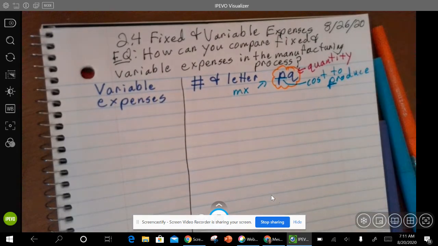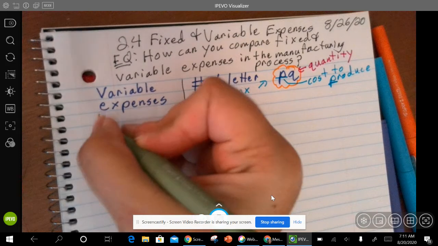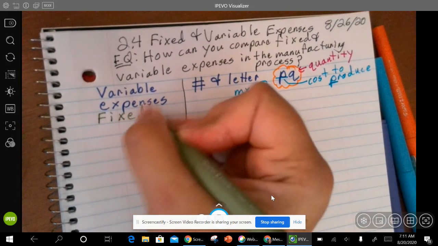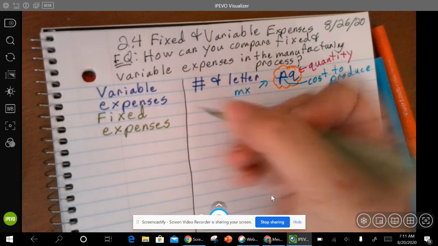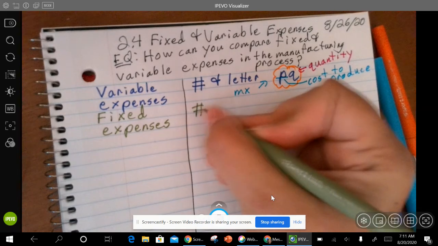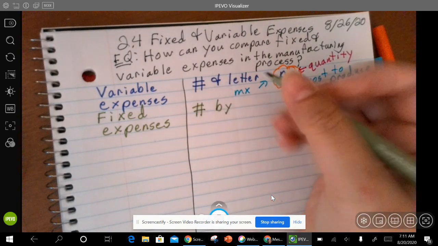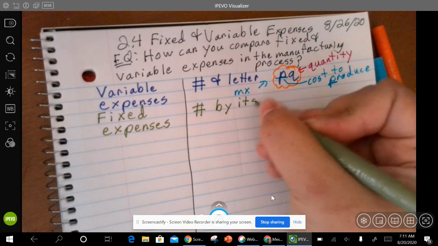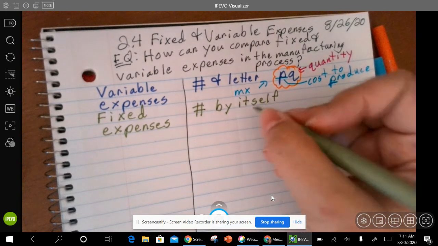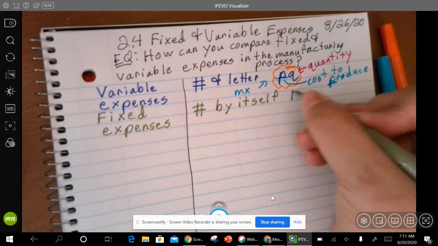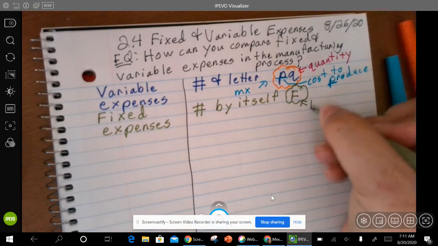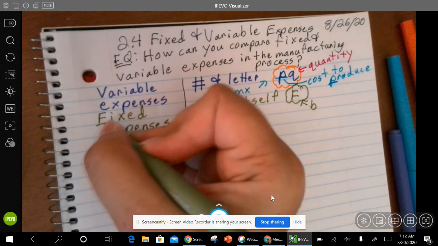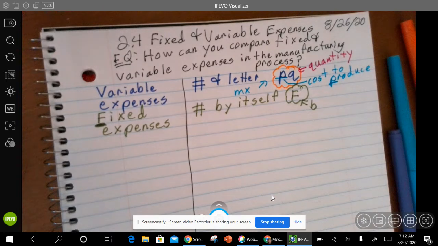And then the fixed expense, everybody, is just going to be a number by itself. So fixed expenses would be like a building, just things that are fixed. And we use the letter F, which is our y-intercept. So it's a fixed expense. And then V is our variable.